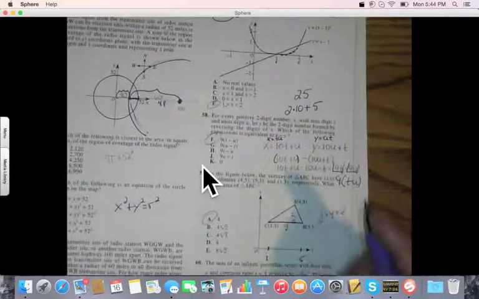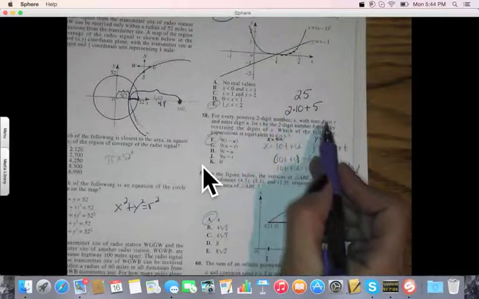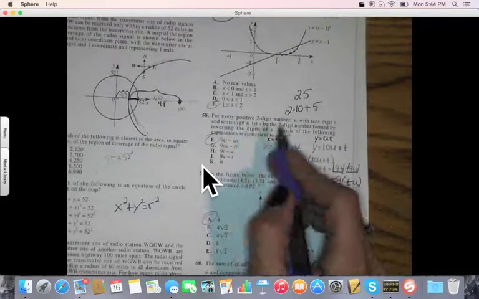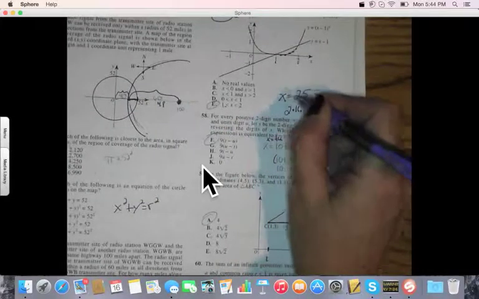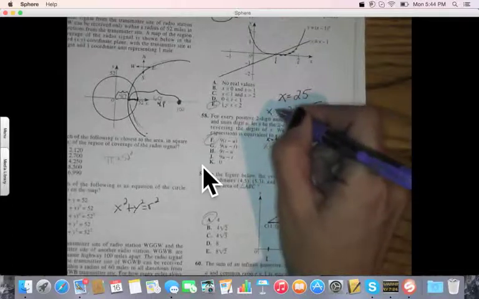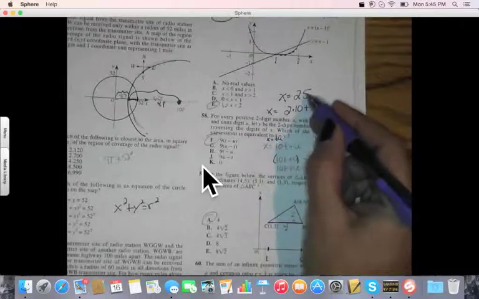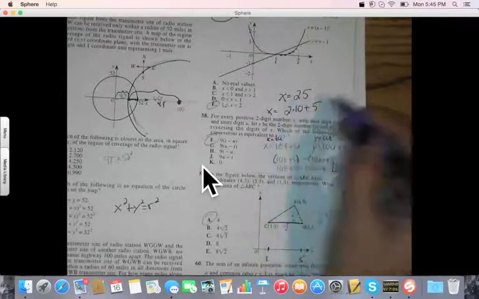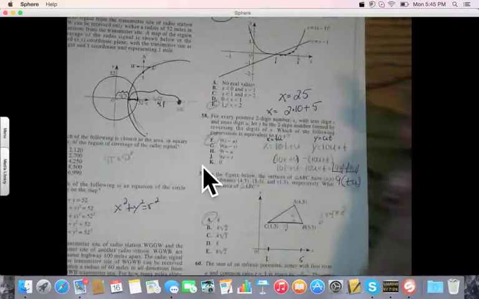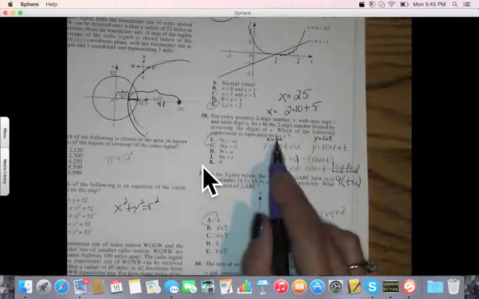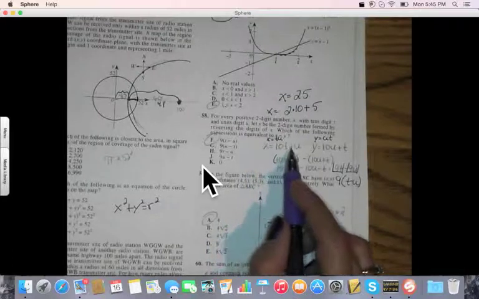Number 58 says, for every positive 2-digit number x with the tens digit t and the units digit u. Okay, I don't think you've had any practice with this. So what we're saying is if I let x equal 25, what I actually have, because the 2 is in the tens place, that's 2 times 10 for 20, plus the 5 units for a total of 25. So the digit that's here actually gets multiplied by 10 to put it over there in the tens place. So what they're saying is I've got a tens digit of t and a units digit of u. So the value of x can be found by 10 times t plus u.